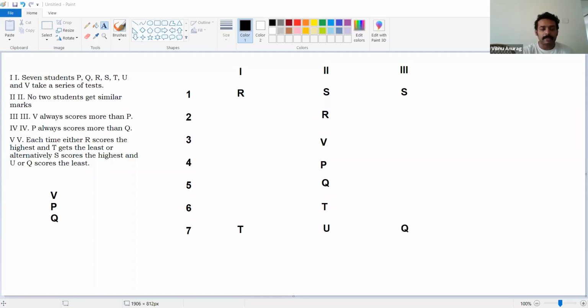Let's go to question 19. If S is sixth and Q is fifth. So S is sixth means it is scenario 1.